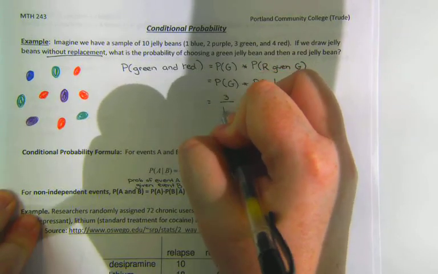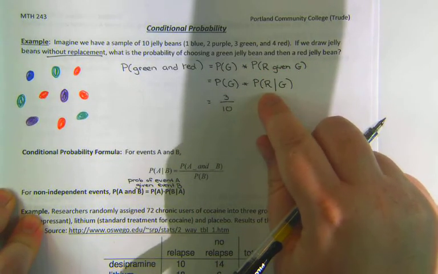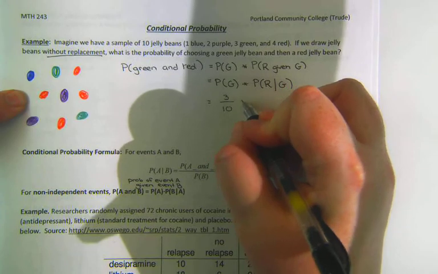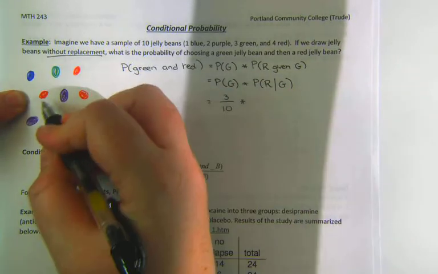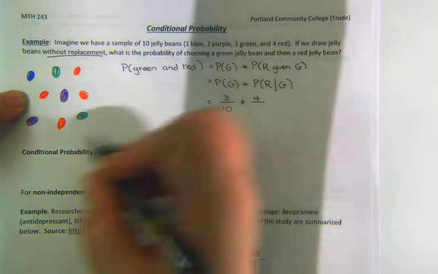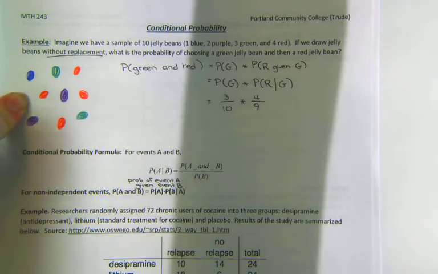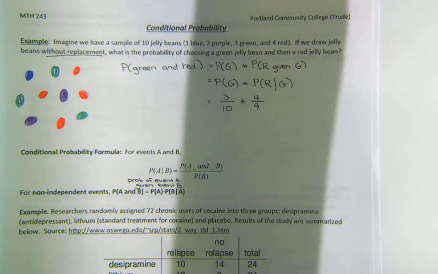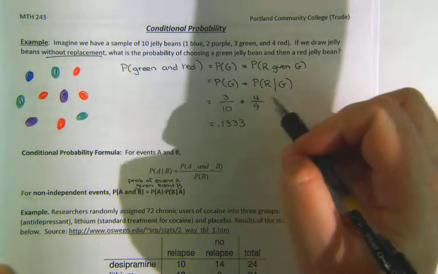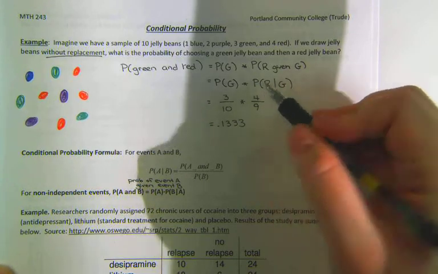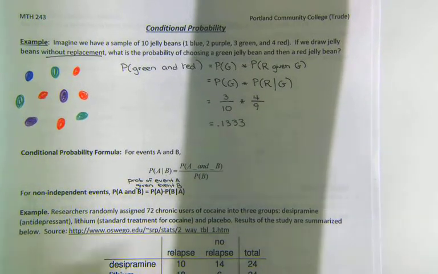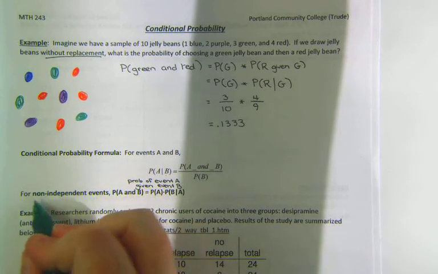As we talked about with the calculation, it's the probability of green, our first event, so we're using all of the jelly beans, and there are 3 green jelly beans out of all 10. Then for the second event, the probability of red given green, we already took out a green jelly bean. So calculating the probability of red, there are 4 red jelly beans, and the fact that we've already chosen a green jelly bean leaves us with a sample size of 9. That's where we get our value of 0.1333.